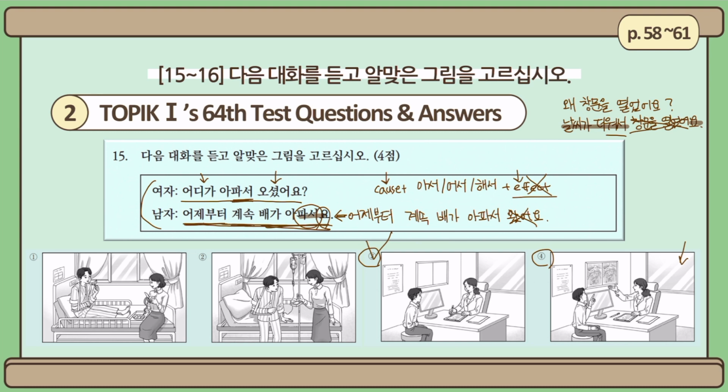Alright, now let me change gears for a minute and give you a pop quiz. What's the difference between 아파서요 and 아팠어요? Again, that's 아파서요. 아팠어요. How would you write it?